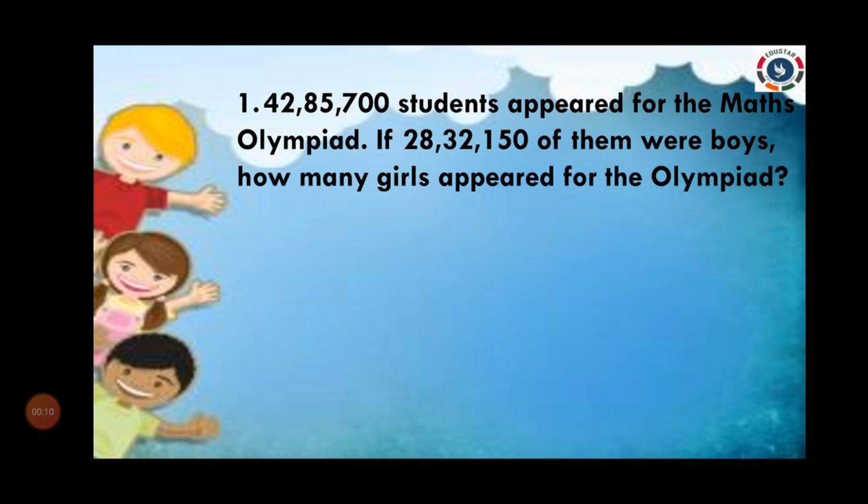42,85,700 students appeared for the Math Olympiad. If 28,32,150 of them were boys, how many girls appeared for the Olympiad? Okay, so we know the total number of students, and among them we know the number of boys, but we don't know the number of girls. How many girls appeared for the exam, we don't know, and we want to find that now. Okay, so I'm going to explain now. Solution.